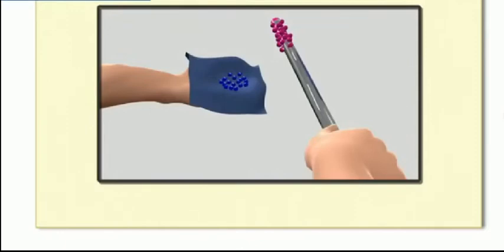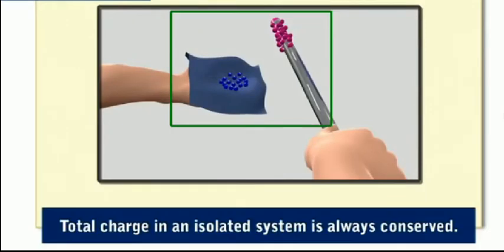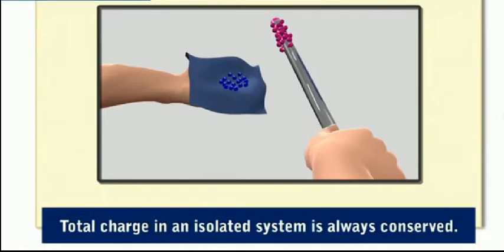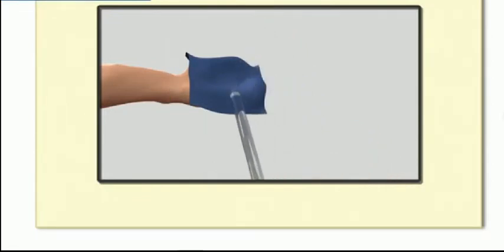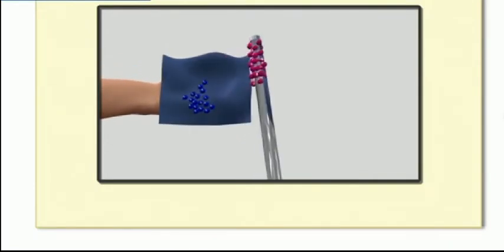Another property of electric charges is that the total charge in an isolated system is always conserved. When a glass rod is rubbed with a silk cloth, then electrons are transferred from the glass rod to the silk cloth. Now, both the glass rod and the silk cloth are charged.